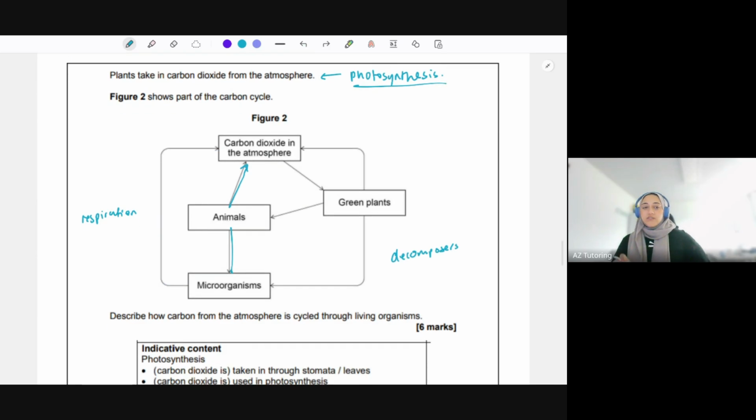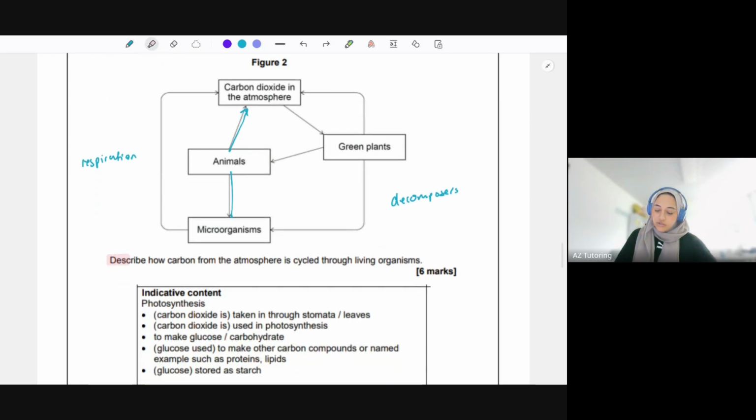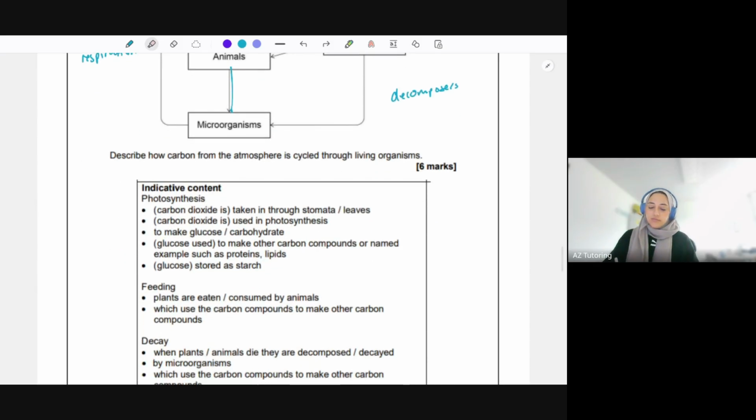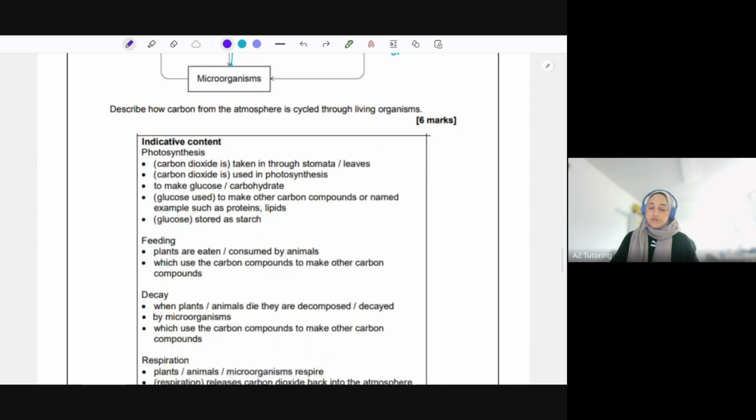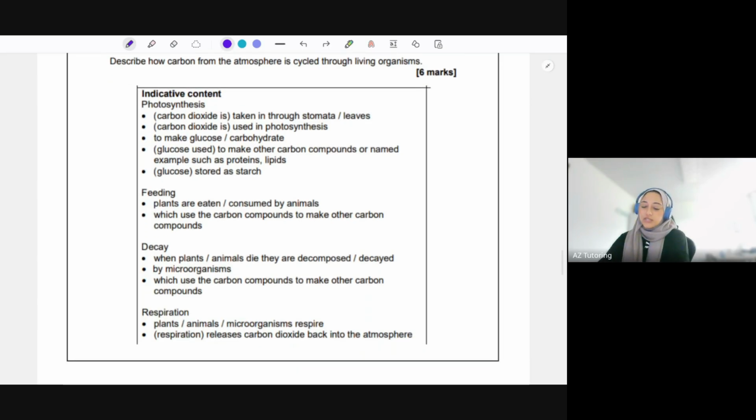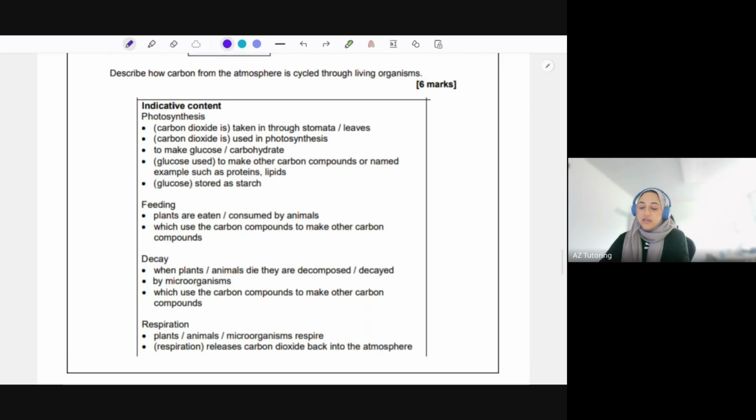So it's quite nice that they've given you this diagram, but they don't necessarily have to give you this diagram in the exam. They could just give you this question and you're expected to know all this as well. So don't be reliant that they will give you this diagram to help you. Okay, so let's see where they actually give the 6 marks. It says, describe how carbon from the atmosphere is cycled through living organisms. So everything that I've just spoken about.